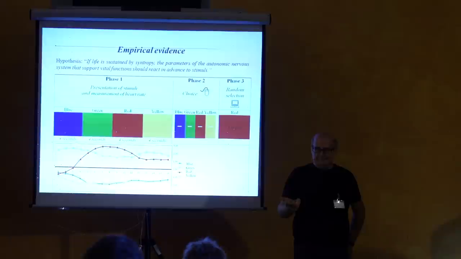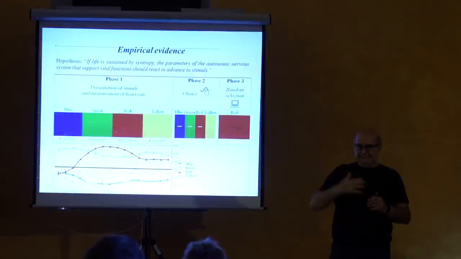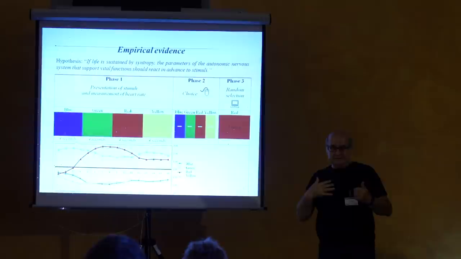So there is a kind of distinction between the head and the heart. In a way, the heart, or the autonomic nervous system, already knows the future, but the head has difficulties to assess this type of information.